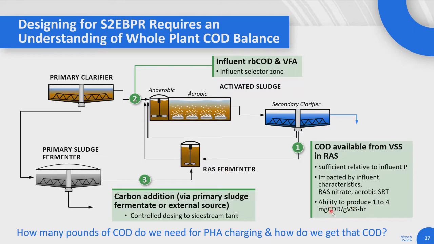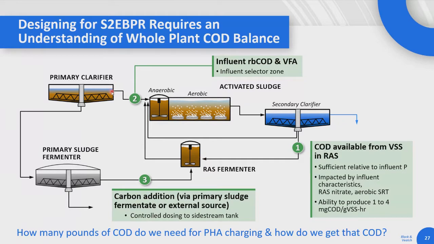So now we can get a sense of, well, how much COD do we have available in our RAS? And we can say, is it enough for our influent phosphorus, or do we need other sources? And so if it's enough, you can just do a pure RAS fermentation configuration. But if it's not, if you're projecting a COD shortage, you need to look in other places.